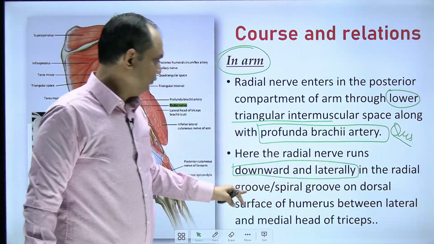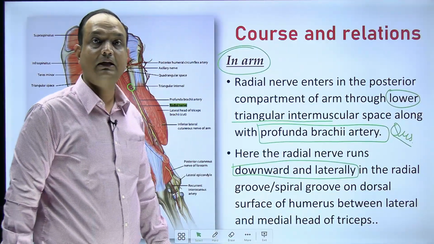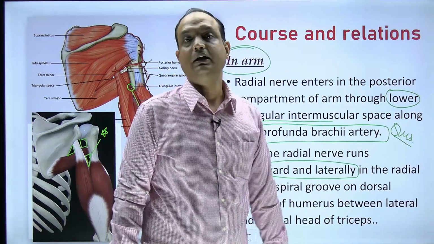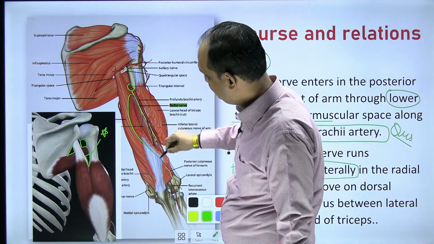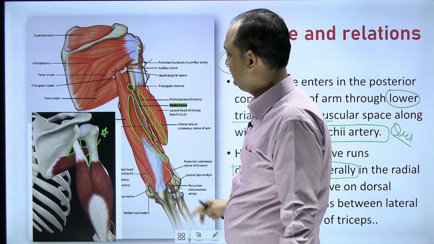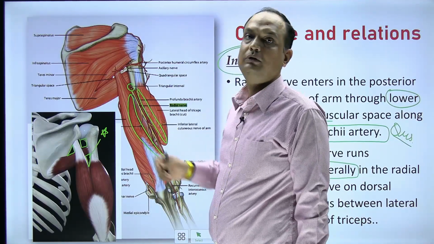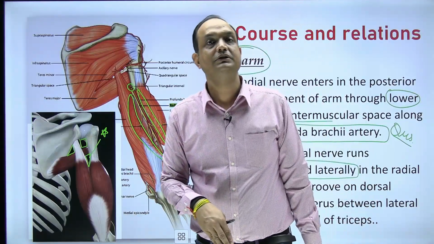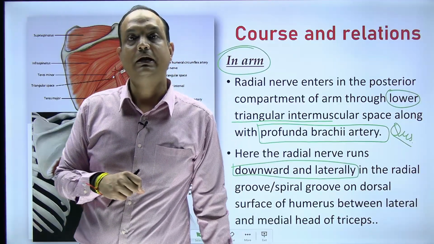So it runs in the radial groove, or it is also known as spiral groove, on the dorsal surface of the humerus between the lateral head and the medial head of your triceps. So here in this diagram also you can see that we have cut these two heads. This is your medial head, this is your lateral head. When you cut these two heads and separate them, you will find there is the radial groove or the spiral groove, and in this groove there is the radial nerve, which is running along with the branch of your brachial artery, that is profunda brachii artery.